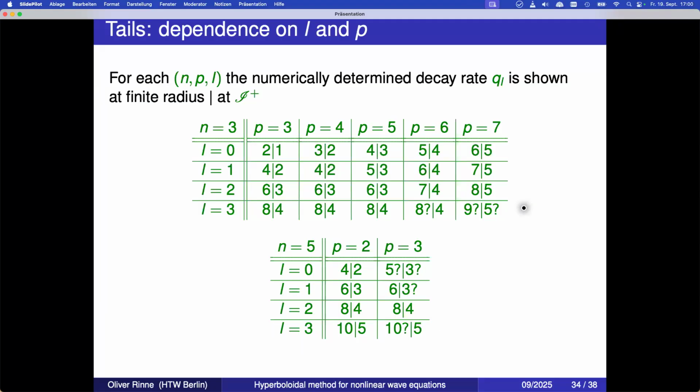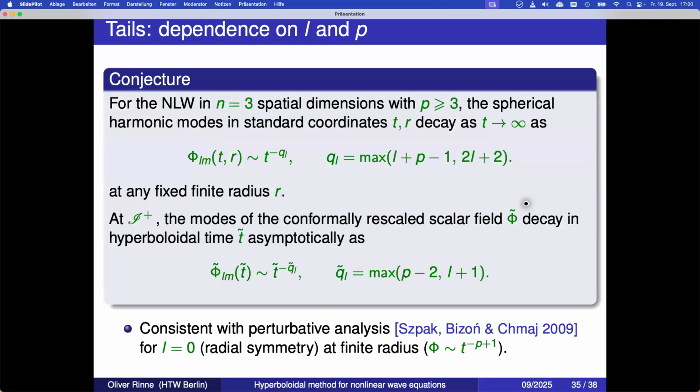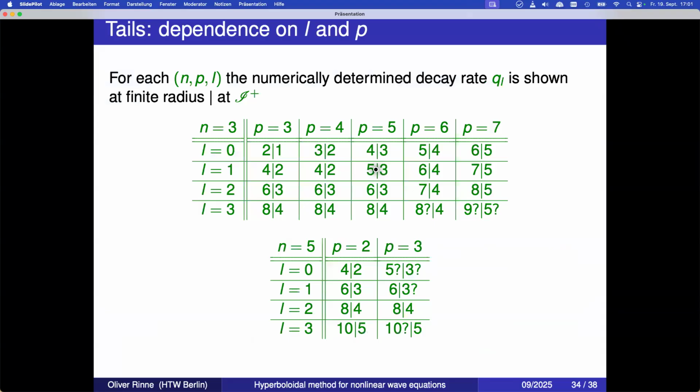Okay, so if you look at this table here, then there seems to be some kind of pattern, but it's a complicated dependence on L and p. So I sat down and tried to figure out some kind of formula for this. And this is what I came up with. I claim that the decay at a finite radius would be this: it goes like t to the minus q_L. And this q_L is this expression here. You have basically two competing terms, L plus p minus 1 and 2L plus 2, and you have to take the maximum of those two in order to get these values in the table.